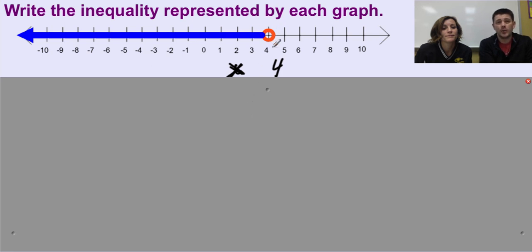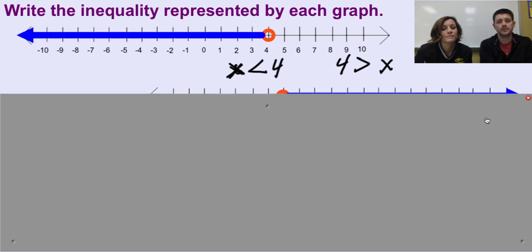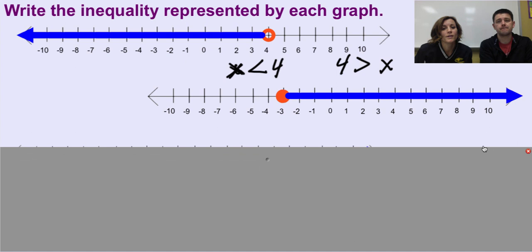Notice that it's an open circle, so they didn't want to include the number 4, so we don't want the or equal to part. But notice that they shaded in numbers less than 4, so we want x is less than 4. For some of you, you like to put the number part first, totally fine, and then your variable, but remember your inequality is going to be backwards. 4 is greater than all of these other numbers, so 4 is greater than x if you choose to do it in that direction.